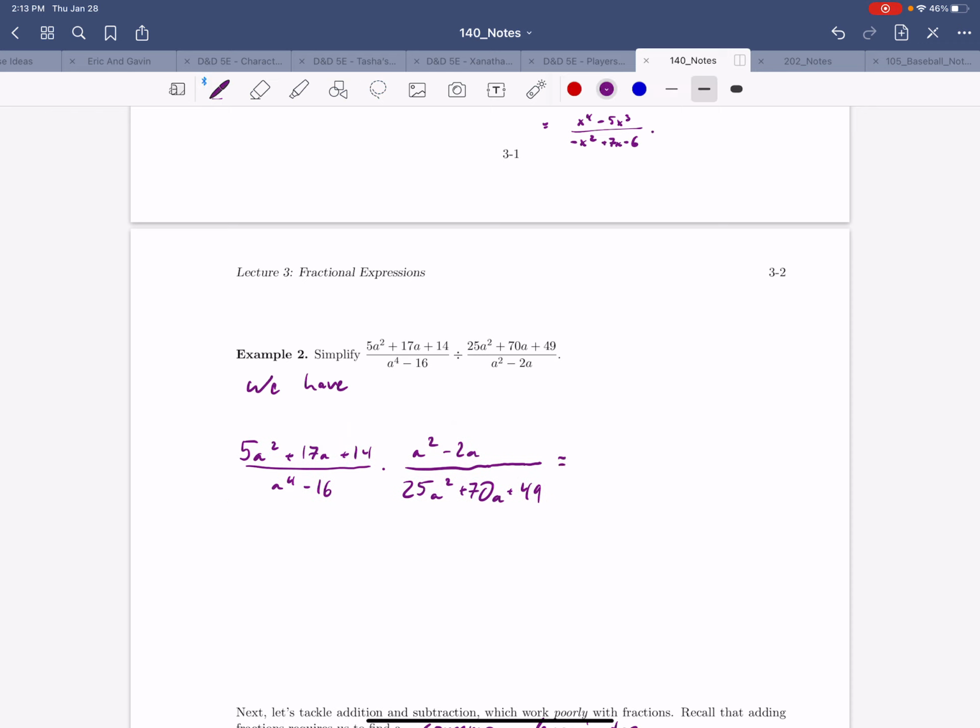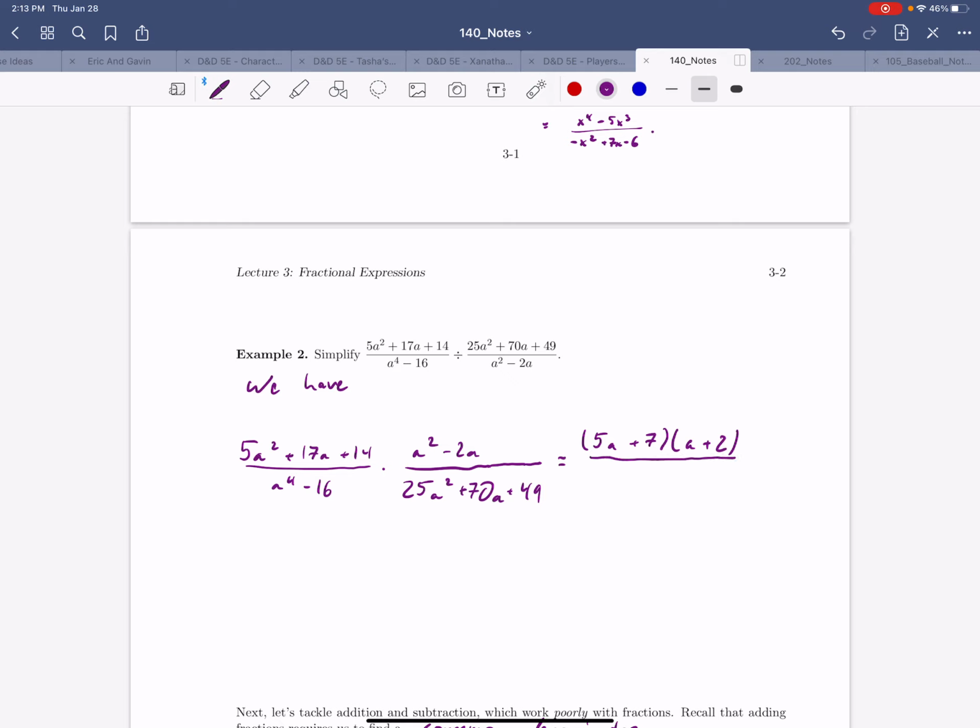Okay, and then this equals, now we're just going to try to factor everything that we can, every single thing. So we have 5a squared plus 17a plus 14. Not the easiest thing to factor, but probably not the toughest. Because of the two plus signs, we know that we've got to have 5a plus something times a plus something. And I think if you do it out, well, 7 and 2 multiply to be 14. Can we make that work? I think we can. I think that's a legitimate factorization.